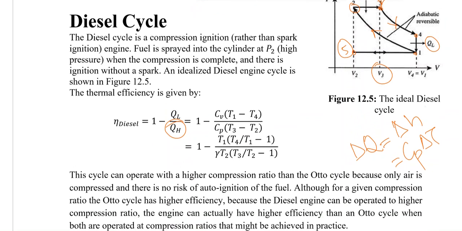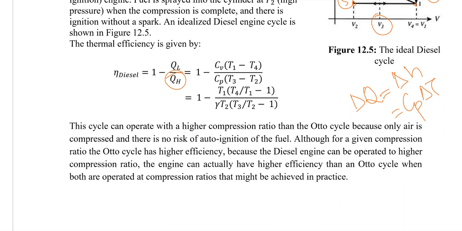This cycle can operate with a higher compression ratio, as earlier said. The Otto cycle compresses the air and fuel mixture, while the diesel cycle only compresses the air. So the air is more highly compressible than the air and fuel mixture. So we have a high compression ratio in the diesel cycle, higher than the Otto cycle, because only air is compressed and there is no risk of auto ignition of the fuel.